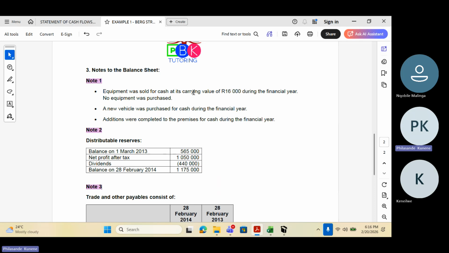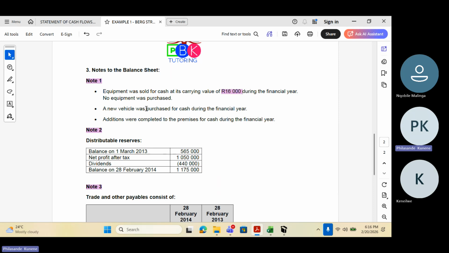Equipment was sold for cash at its carrying value of 16,000 rands. During the financial year, no equipment was purchased. We can see now that there is equipment that was sold for 16,000 rands. So this is a cash flow. This is a cash movement because we sold it for cash, which means we received money into our bank account, which is 16,000 rand. So this is a cash flow movement. It has to go to our cash flow statement.